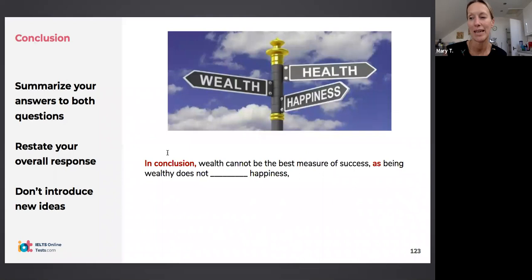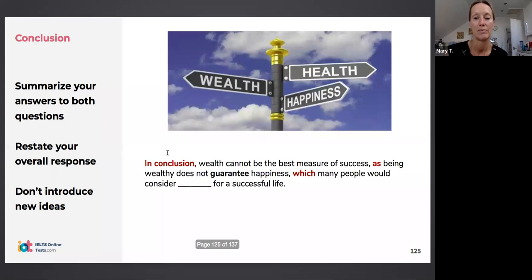Grant is kind of okay. There's a word beginning with G that I'm looking for that's quite long. Not give. This word here, guarantee, does not guarantee happiness. So this is a nice academic word. To sum up is okay, yes. Okay, which many people would consider.